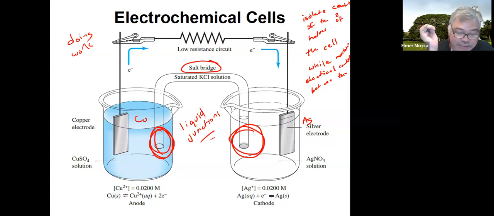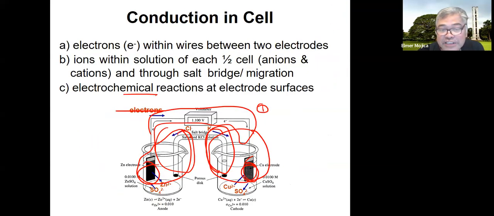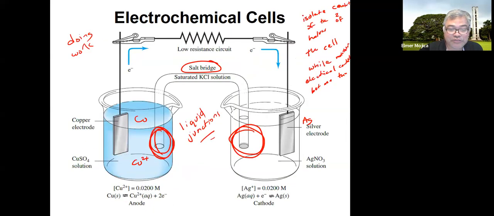Now the next one is within the solutions. Within the solutions, the flow of charge is the result of the migration of cations and anions. So in the half cell on the left, what could be the reaction that is happening here? You have copper 2 plus. What happened to the copper 2 plus, at least here in this electrochemical cell? Where does this go? Because the next conduction that we have is ions within solution of each half cell and through the salt bridge. So the copper 2 plus will migrate away from the electrode into the solution.